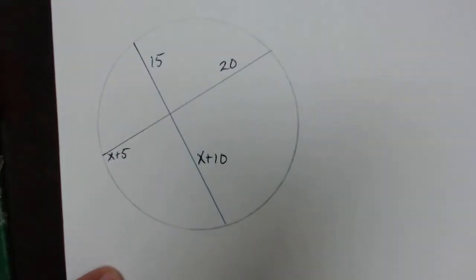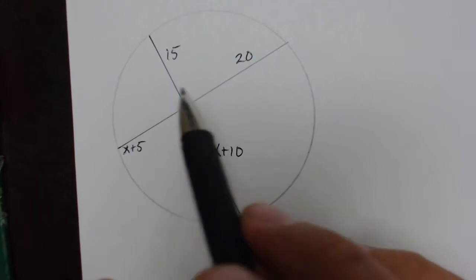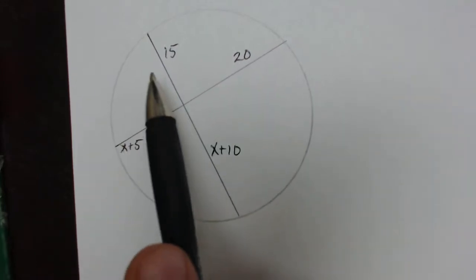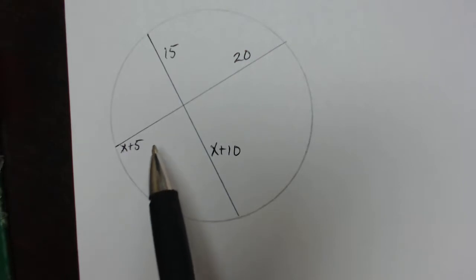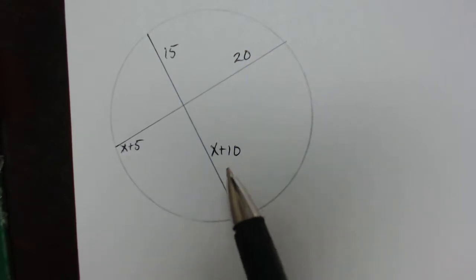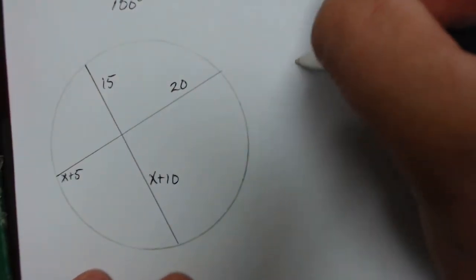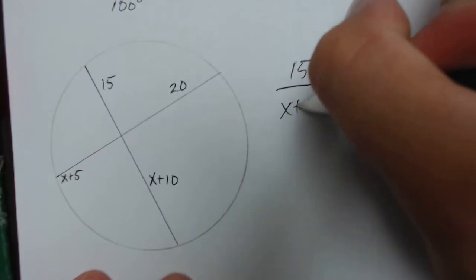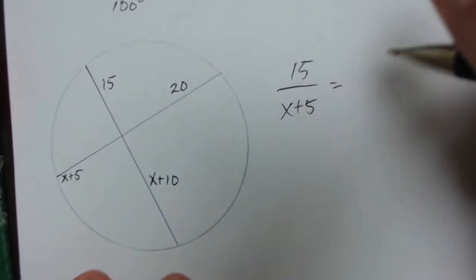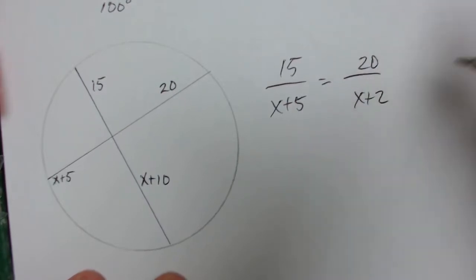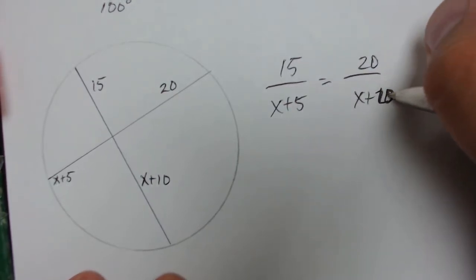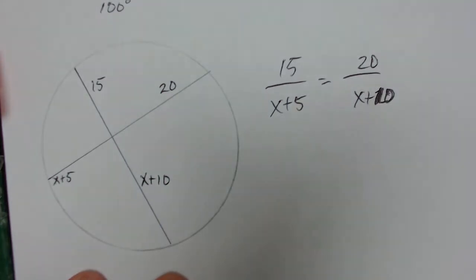In direct proportion to each other. So what we could say is, if we were to cut this down the middle, we could say that the left side of 15 to 5 to x plus 5 is the same as 20 to x plus 10. It's just another ratio problem. So what we do is we take the 15, we put it over x plus 5, and we're going to put an equal sign. That's going to equal 20 over x plus 10.